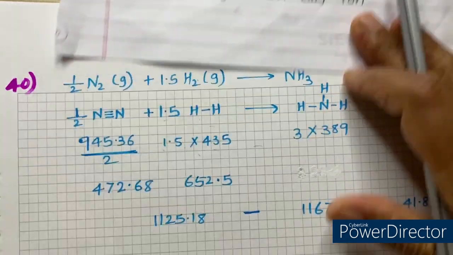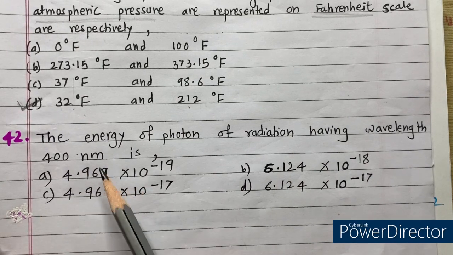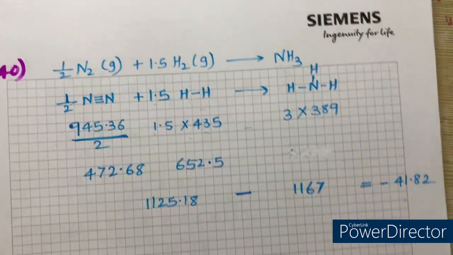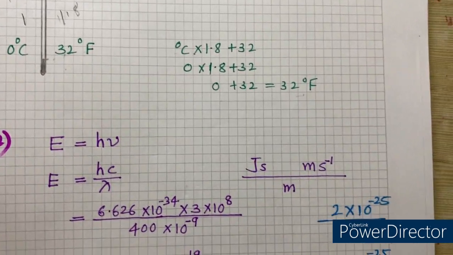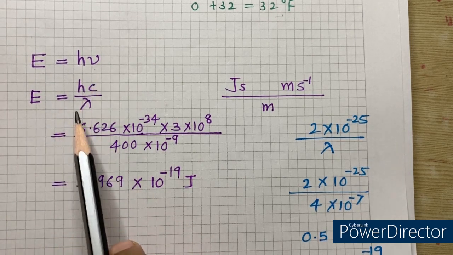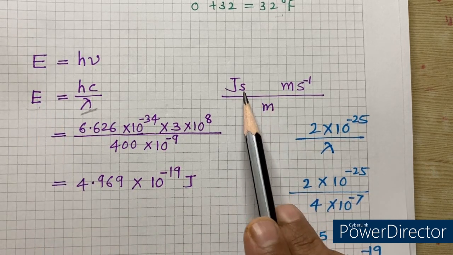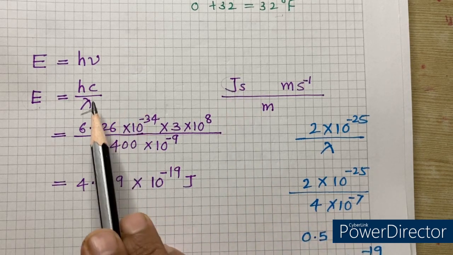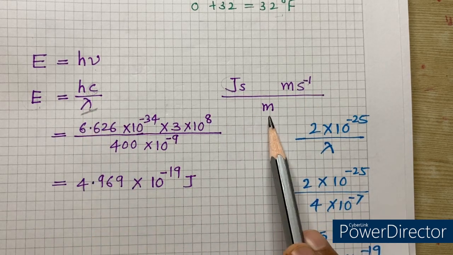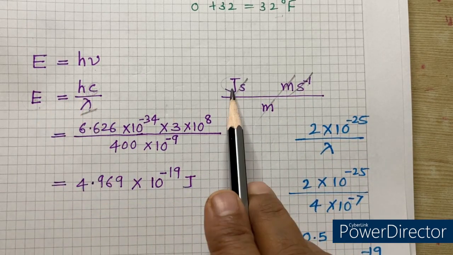Okay, next question. The energy of a photon of radiation having a wavelength is given. That is, the wavelength is given in nanometer, and find out the energy of the photon. Here, we know this formula, E is equal to h nu. Now, given is the wavelength, and we want to determine the energy. Now, first remember this here. It is the Planck constant, the unit is this. This is the velocity of light, in meters per second, and use the wavelength in meters. Then these cancel out, these cancel out, and now we will get the energy in joules.